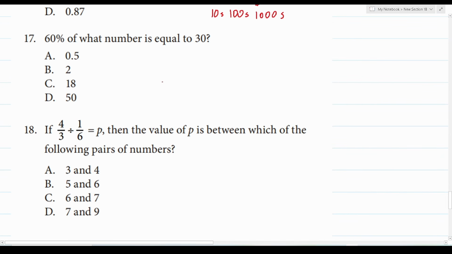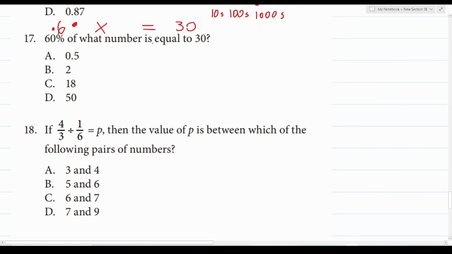All right, number 17 says 60% of what number is equal to 30? Now these questions trip people up a lot because they get stuck in trying to analyze the question. The question tells you exactly what operations to perform. Again, as we saw previously, 60% is the same as 0.6. Of in math means multiply, so this is multiply. What number? Well, when you have an unknown number in math, you can call it x. An unknown is equal to 30.